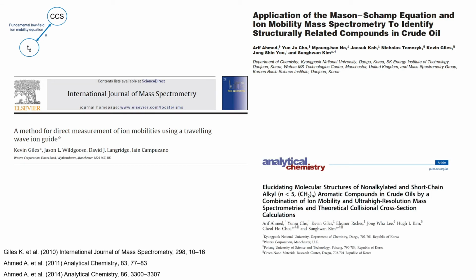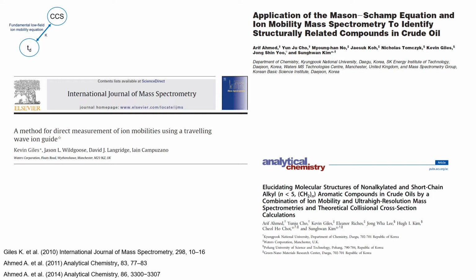For the traveling wave technology, I mentioned before that CCS values cannot be derived from first principles, but must be obtained following calibration with standards of known CCS, like the single field method for drift tubes. Although a few papers describe the modification of the fundamental low field IMS equation for specific applications like the structural identification of compounds in petroleomics, as well as alternative modes of operation of the T-wave mobility separator to allow direct determination of ion mobility values and subsequently collision cross-section data.